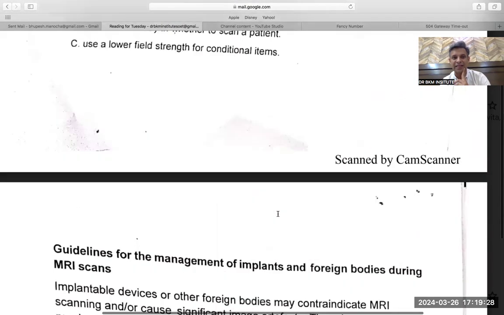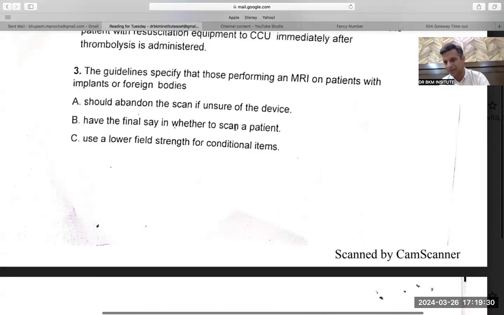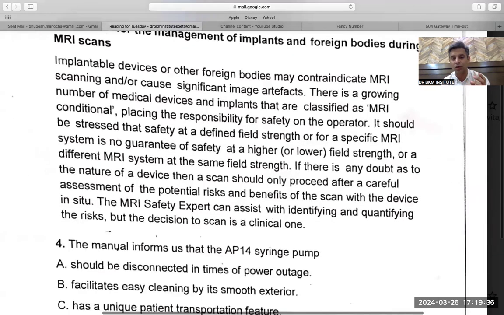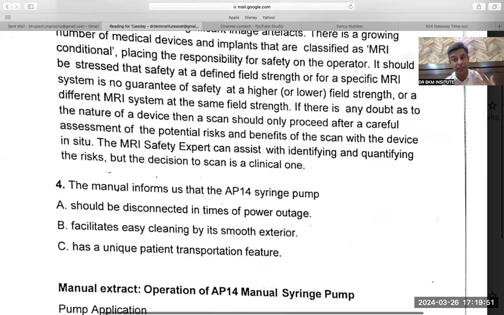So as far as I think, A and B, again, I am confused, but A seems to be a better answer the way I am reading at the moment, because only word is given. Only word means if there is any doubt as to the nature of the device, then a scan should only proceed after that. It means if they are not sure, they should not do the scan. A seems like a better option for now. But again, no wastage of time. Just carry on with the flow. Okay.